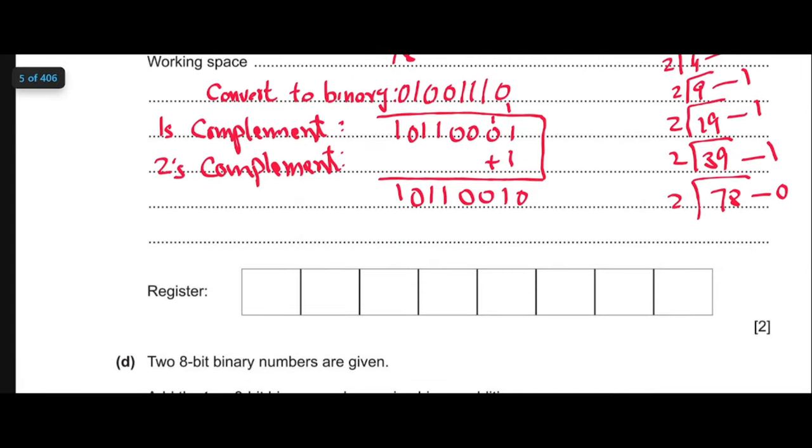Let's add this to this register here. So 1, 0, 1, 1, 0, 0, 1, 0. So that's the answer.